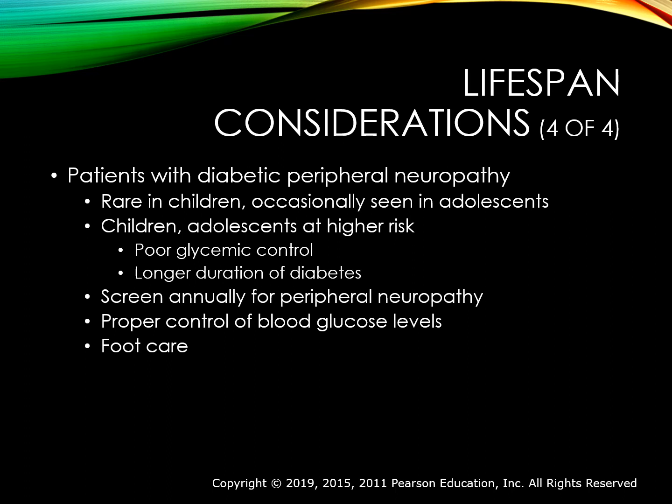Diabetic peripheral neuropathy is rarely seen in children. Children and adolescents who are at higher risk for developing peripheral neuropathy include patients with poor glycemic control and longer duration of diabetes. Children with diabetes should be screened annually for peripheral neuropathy. Like other patients with diabetic peripheral neuropathy, children and adolescents should be taught how to properly control their blood sugar, monitor their diet, and provide adequate foot care.